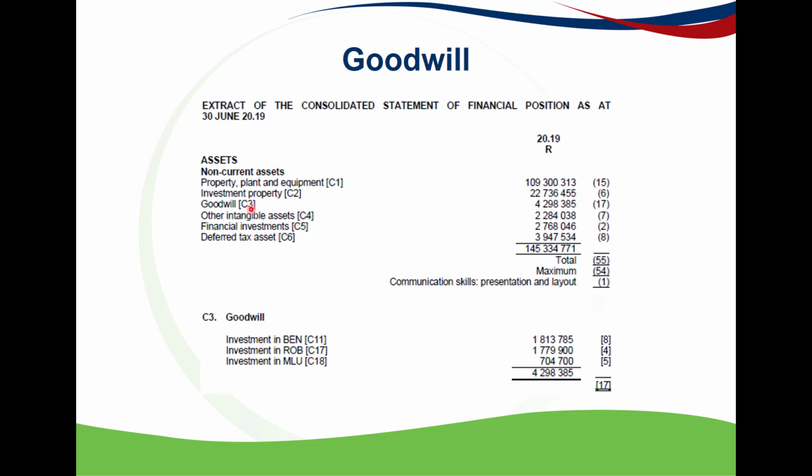Our next line item is then Goodwill, which consists of our acquisitions of the 3 subsidiaries, Ben, Rob and Mlu, which we've already been through the calculations, but I'll just show them again. It's very important at this point also just to mention that if there was an investment in associate and we paid more than our proportionate share, meaning there's goodwill, would that goodwill have been included in this goodwill calculation?